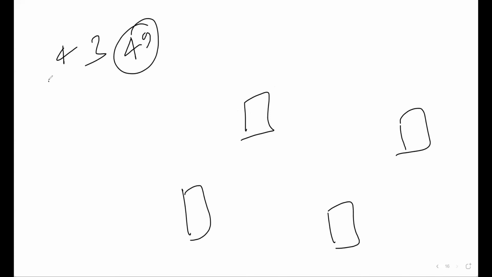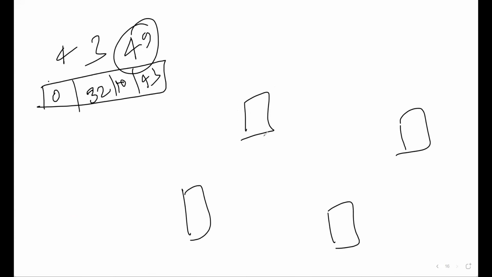Okay. Now there is a beauty array. So the beauty array is like this: 0, 32, 10, and 43. So let us call them square 0, box 1, box 2, box 3. Now their beauty points are like this. So this has 0 beauty points, this has 32 beauty points, this has 10 beauty points, this has 43 beauty points. Okay.